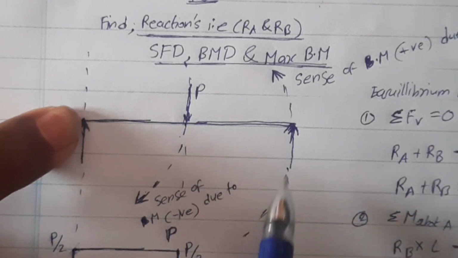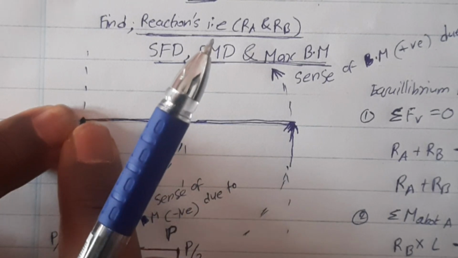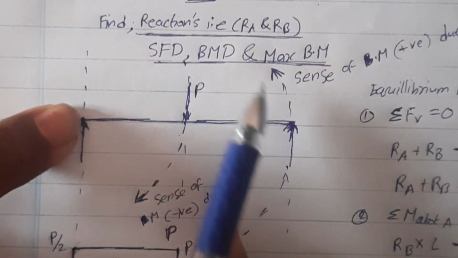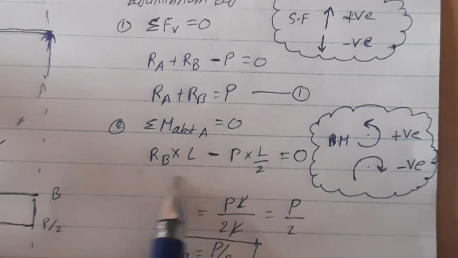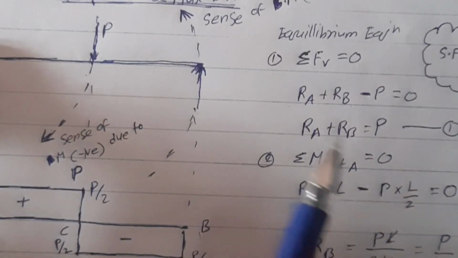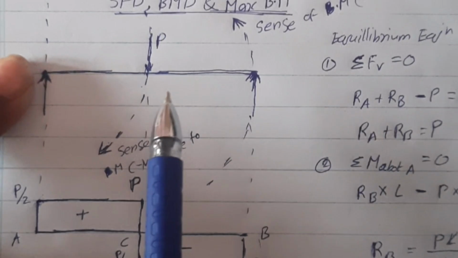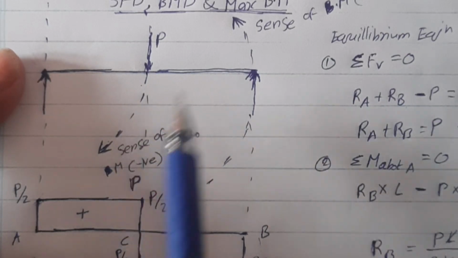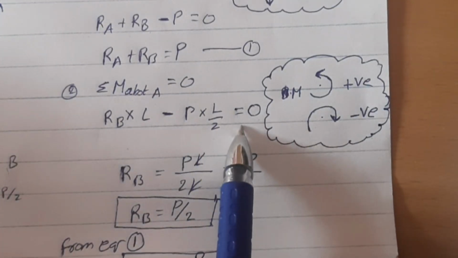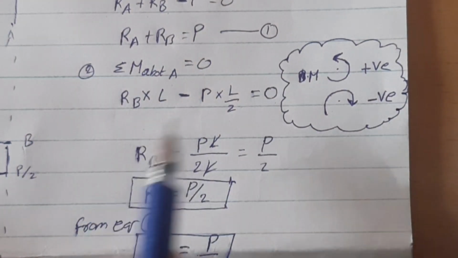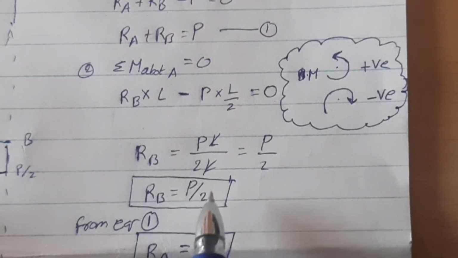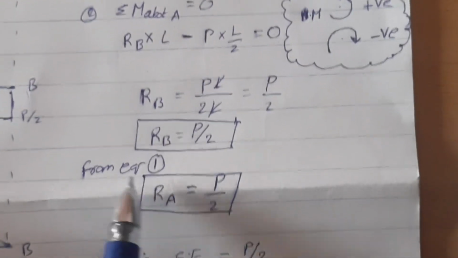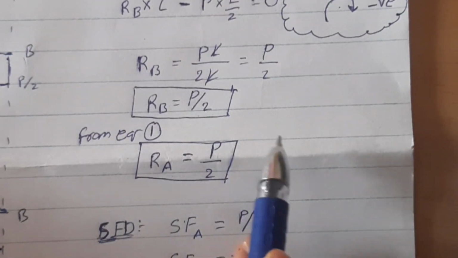This reaction is acting in the upward direction. If you see about point A, this reaction gives an anti-clockwise moment. So I take the anti-clockwise moment, force into perpendicular distance, as positive, and the clockwise moment as negative. Here P is acting downwards, it produces the clockwise moment, so it is taken as negative and equated to 0. From this we can find the reaction RB as P by 2, and substitute RB in equation 1, and we will get the reaction at A as P by 2.